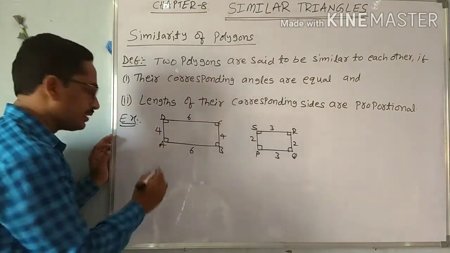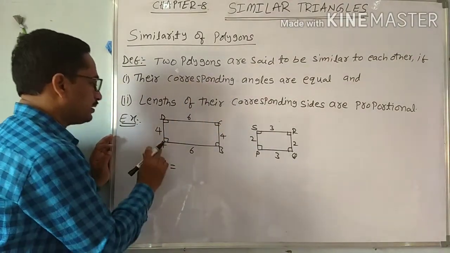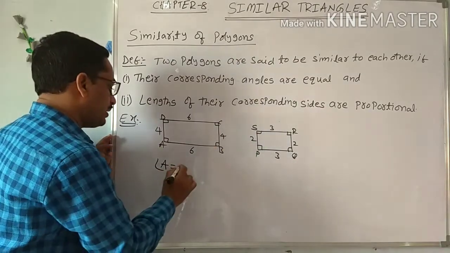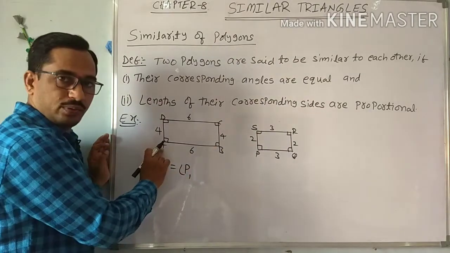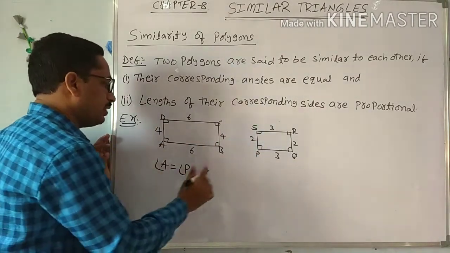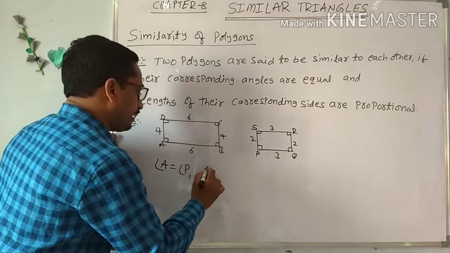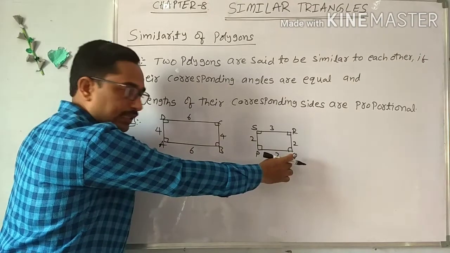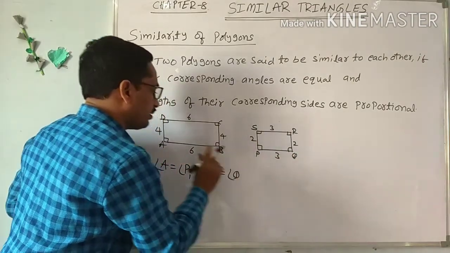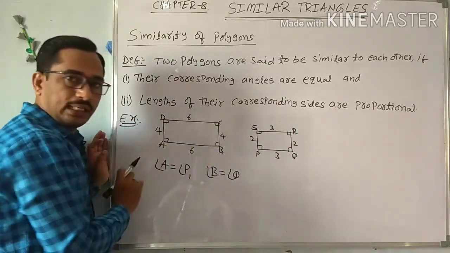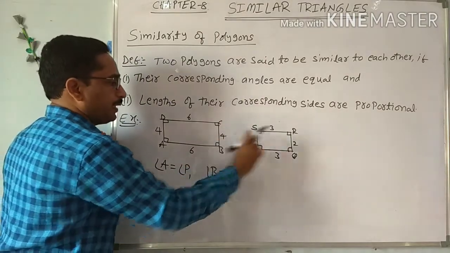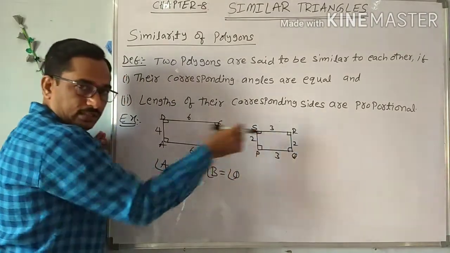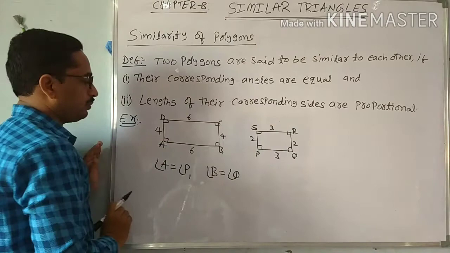Angle A, its corresponding angle is P, meaning they are in the same position. Angle A position, angle P position same. Now next, in the first rectangle, angle B, its corresponding angle in the second rectangle is angle Q, but not angle R and not angle S. Corresponding means the same place, respective places.